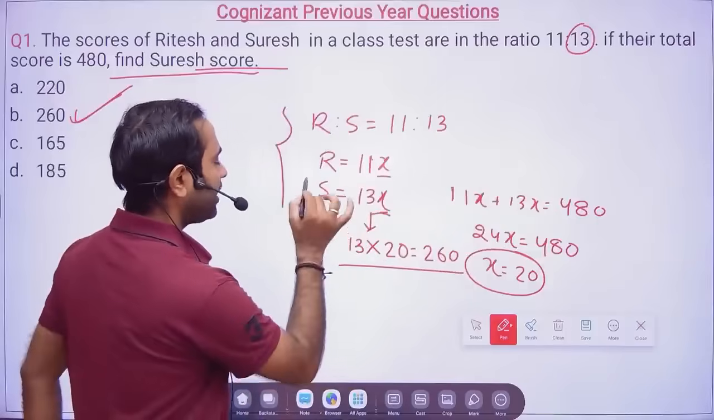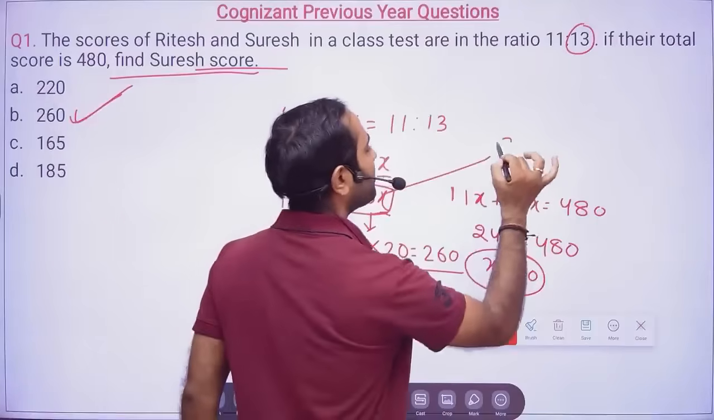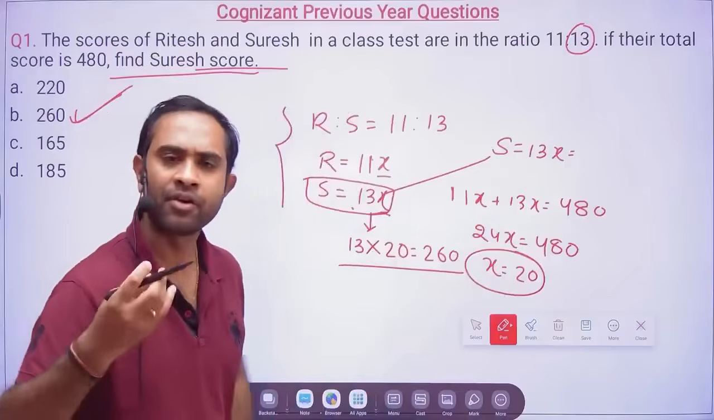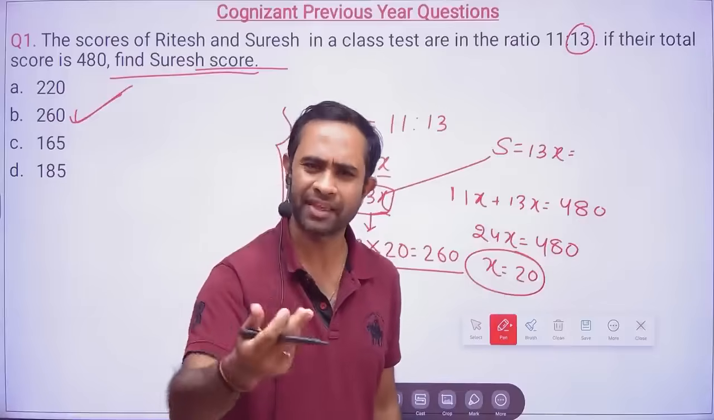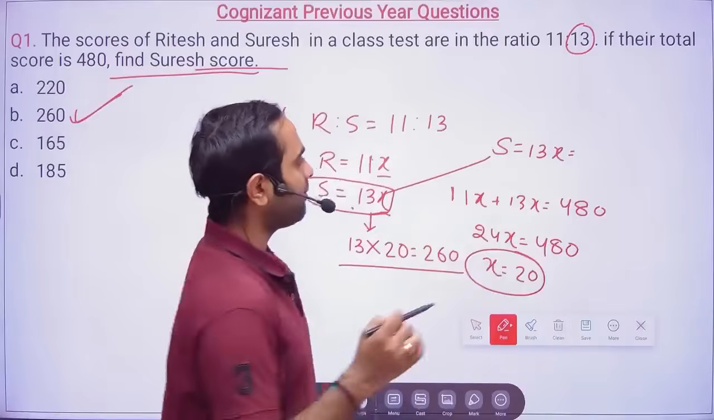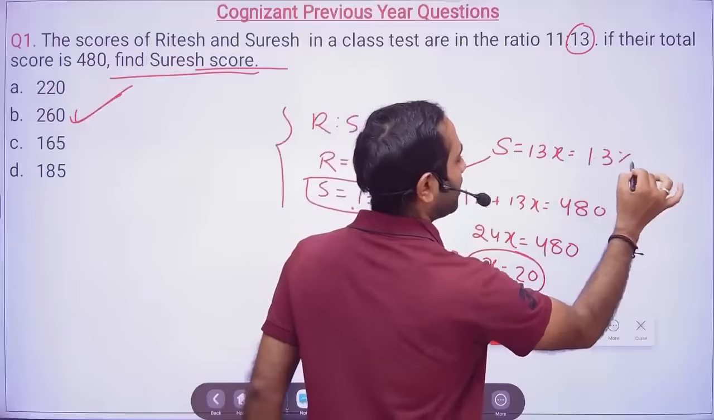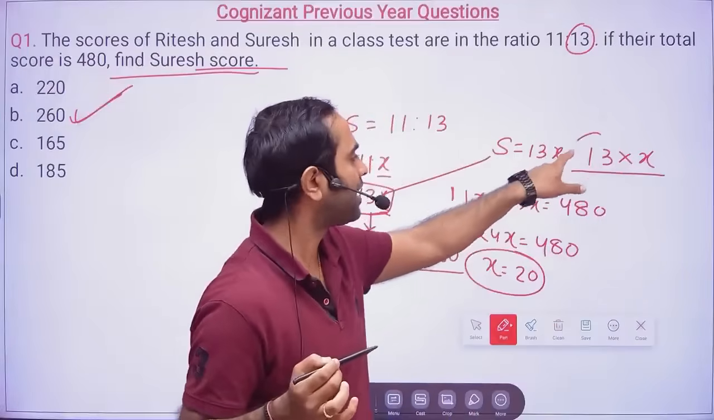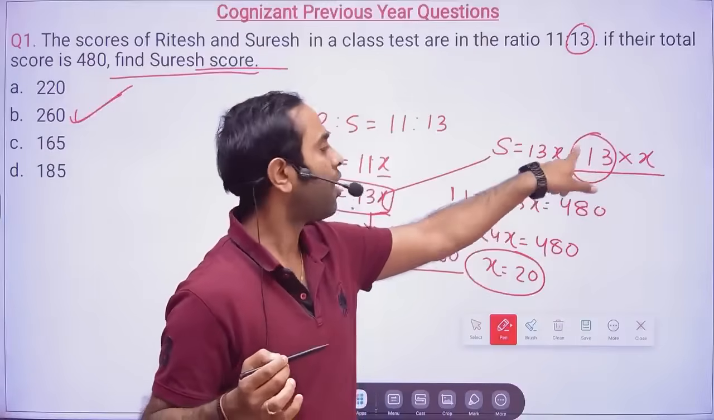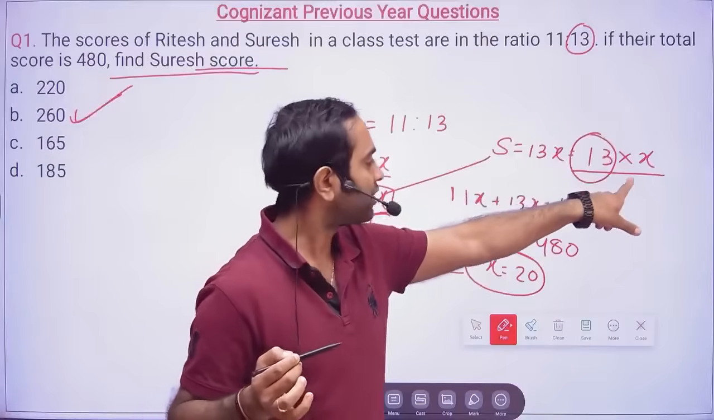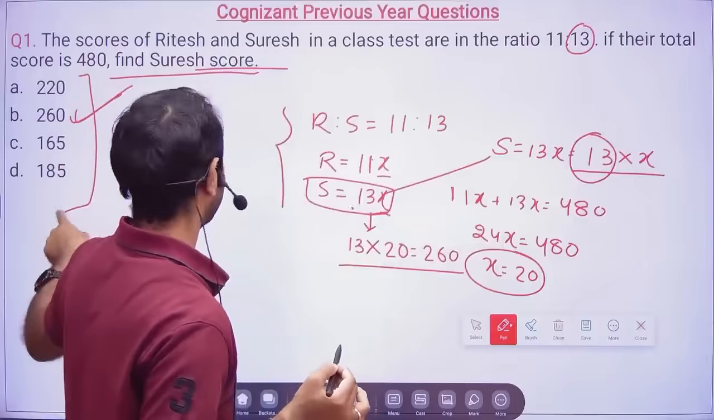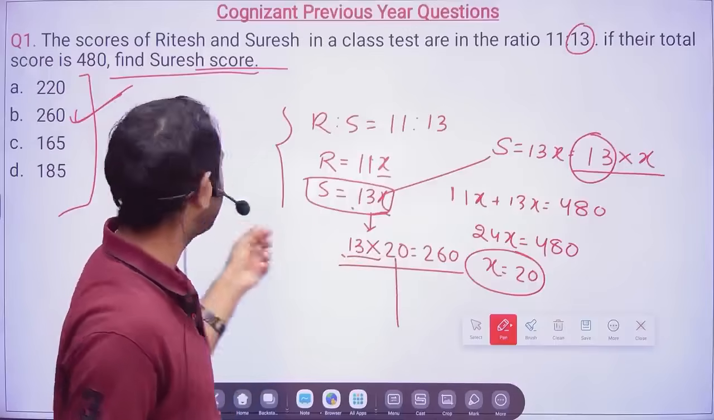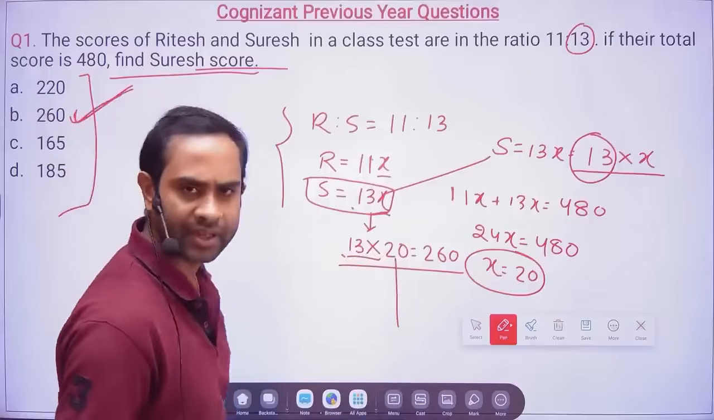13x. Here you try to understand. S is equal to 13x. That means x will be 1, 2, 3, 4, 5, 6, 7, whatever. So ultimately Suresh's marks will be a multiple of 13. So that is the reason I was looking for the option. When we multiply by 20, obviously it is a multiple of 13. So only option B was the correct answer.